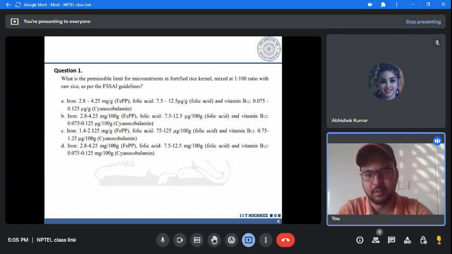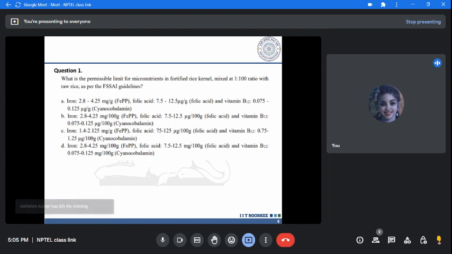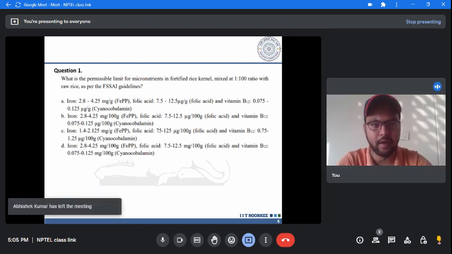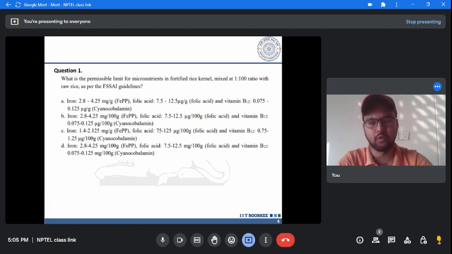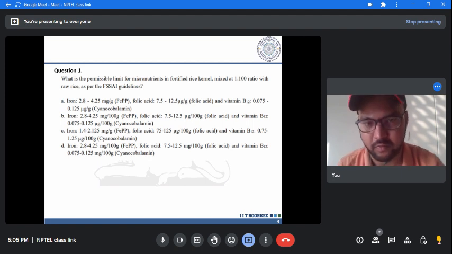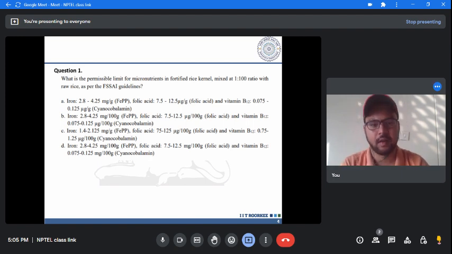Basically in this chapter, most questions are memory based questions. So if you have attended the classes, you will know how you can answer the question. So I'll wait for 2 minutes, then I will answer and explain what is as per the guidelines of FSSAI.